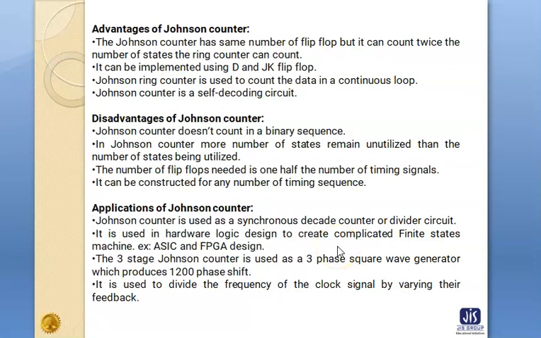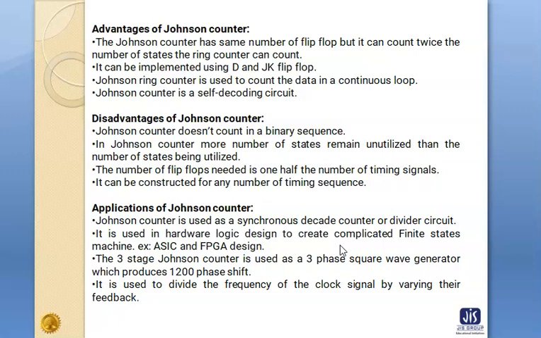Now the advantages of the Johnson counter. The Johnson counter has the same number of flip-flops, but it can count twice the number of stages the ring counter can count. It can be implemented using D and JK flip-flops. The Johnson counter is used to count the data in a continuous loop. Okay, and another advantage is that the Johnson counter is a self-decoding circuit.